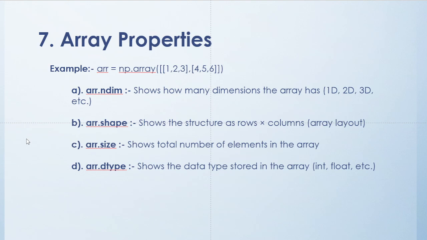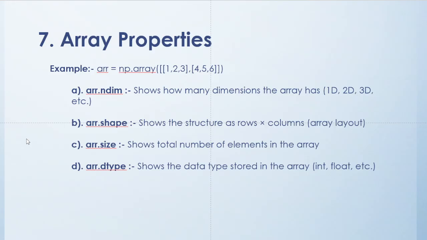Before analyzing any data, a good data analyst always checks the structure of the data. So NumPy provides us with properties like dimension, shape, size, and the data type. Using these properties, we can understand how our data looks internally. I have already explained everything over here, you can go through that. So array.ndim will show how many dimensions the array has.